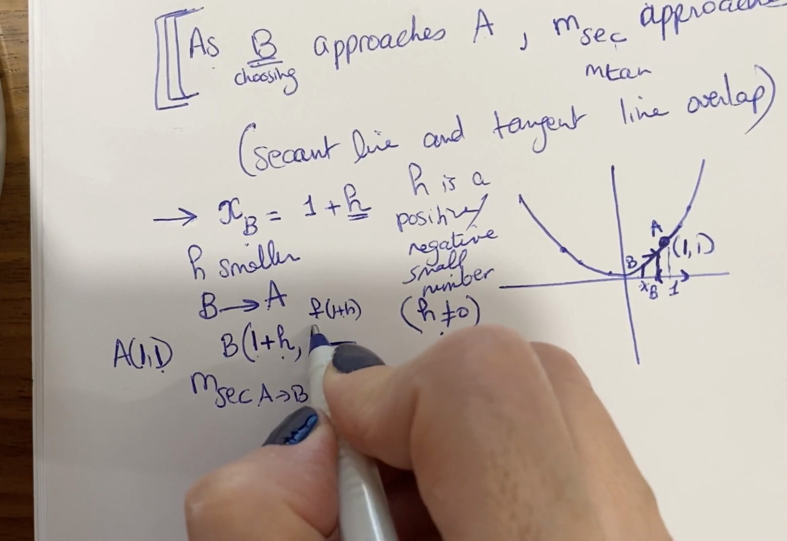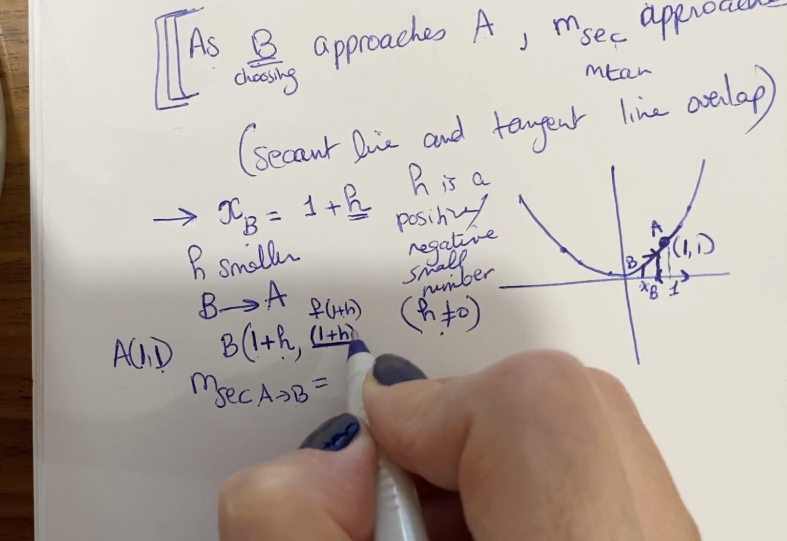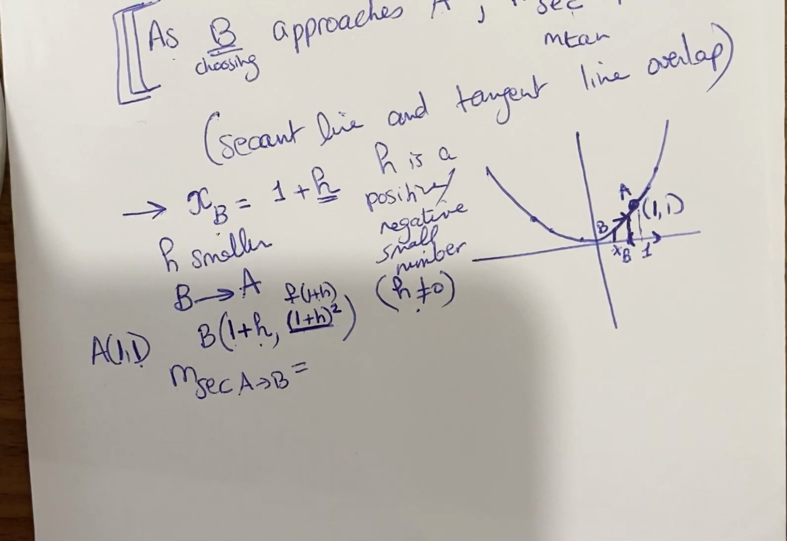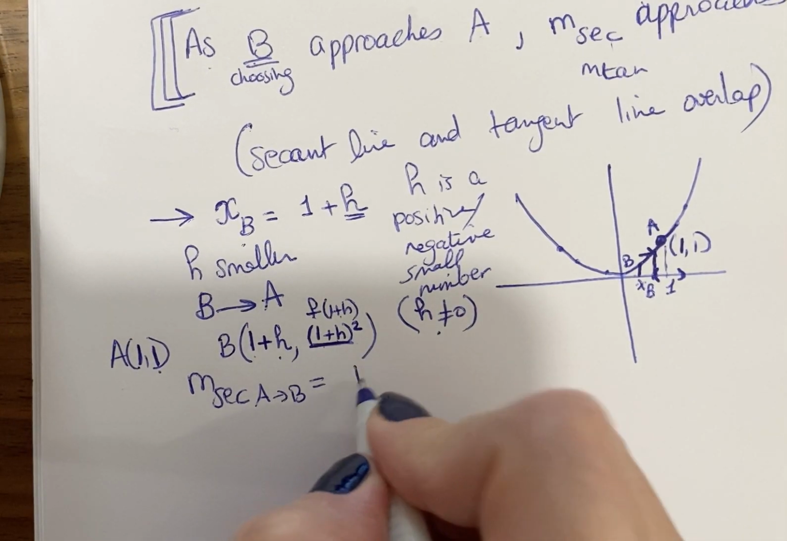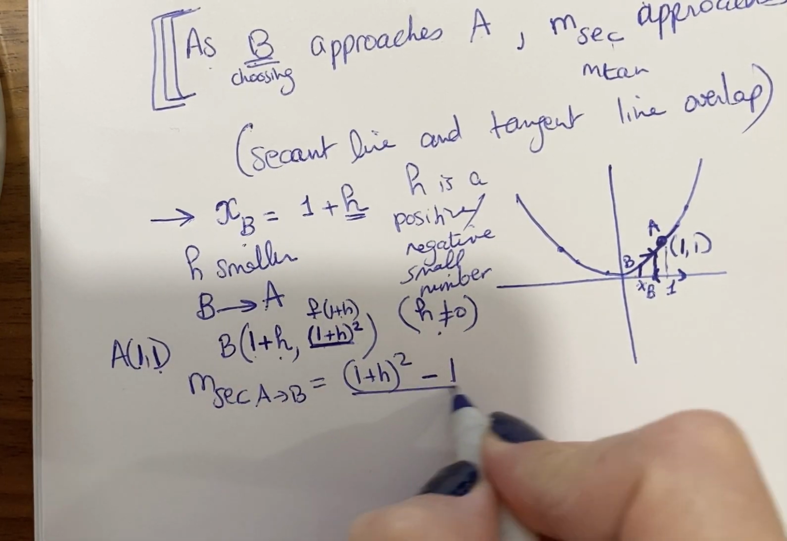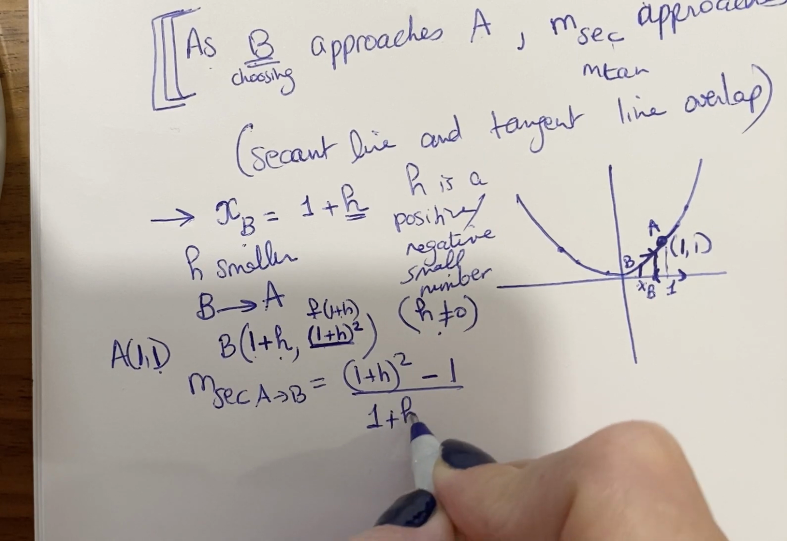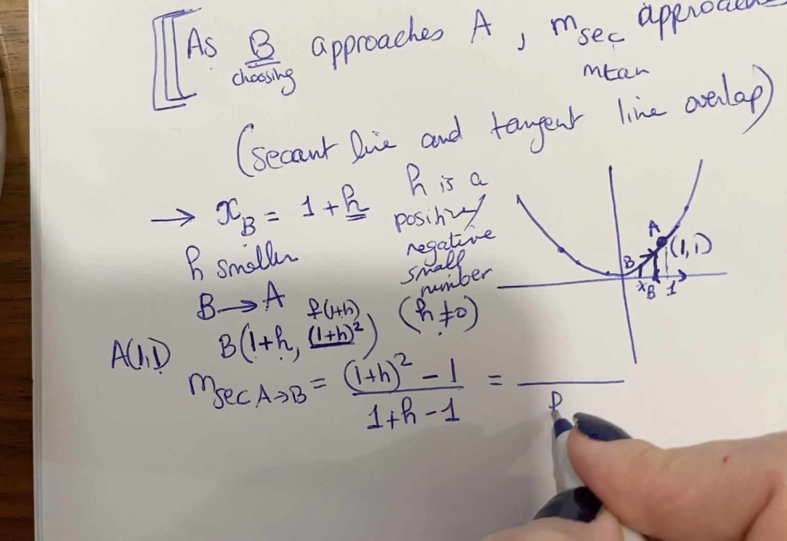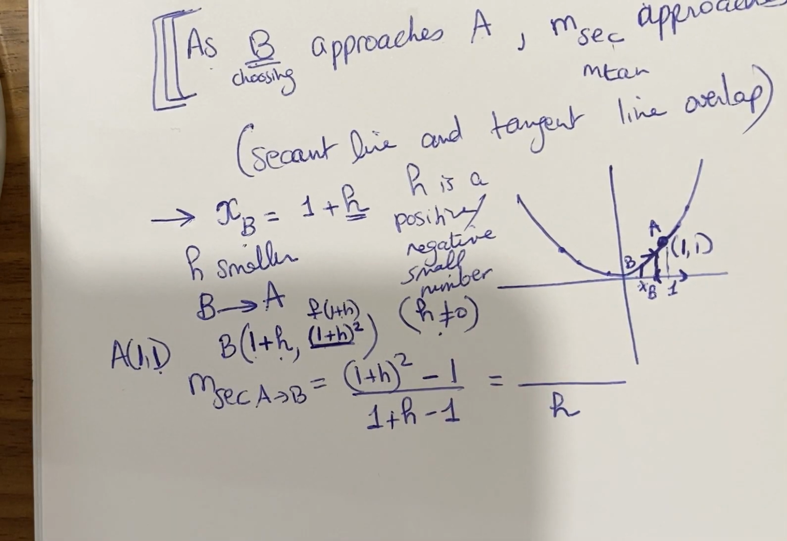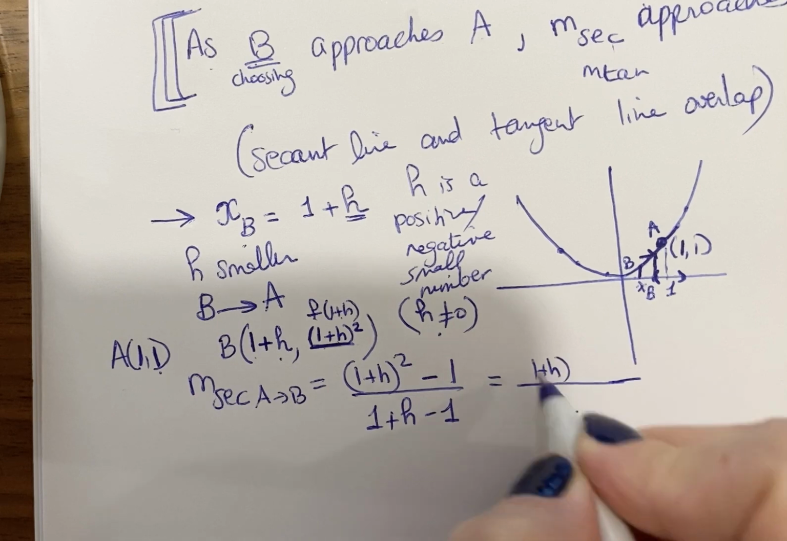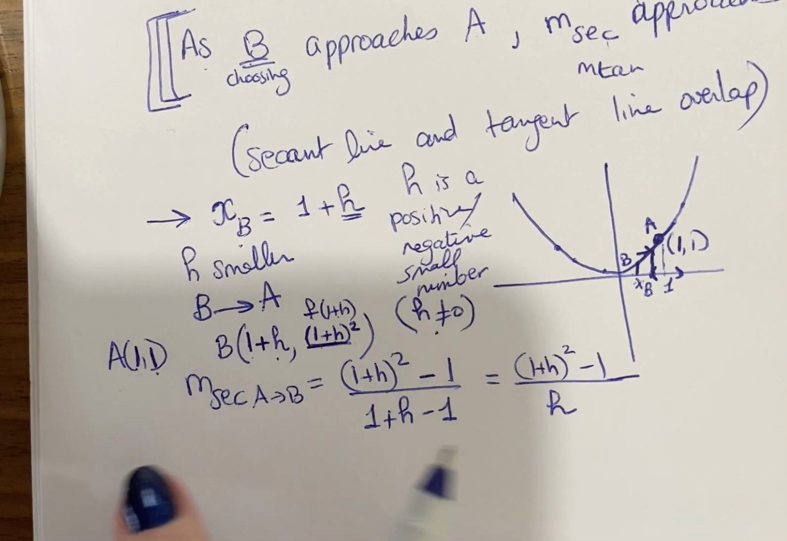What is the function f? The function f is a square function. So it takes 1 plus H and squares it. So now what will the slope of the secant be? It will be y2 minus y1 over x2 minus x1. Of course, the denominator will not be anything but H, because x2 is 1 plus H, and x1 is 1. So when we subtract them, the answer will be H. What about the numerator? It's (1 plus H) squared minus 1. This is the slope of the secant.